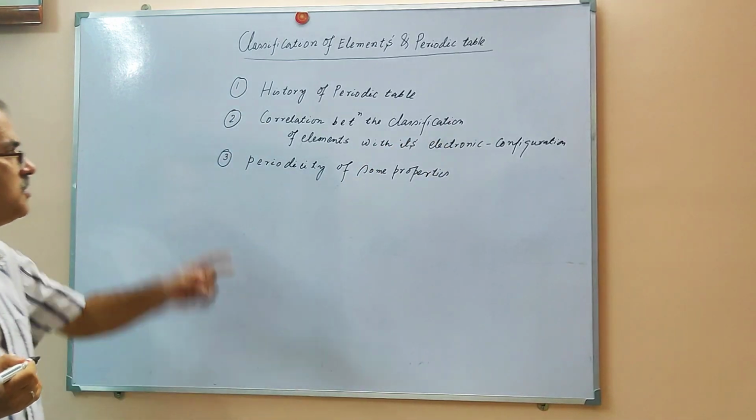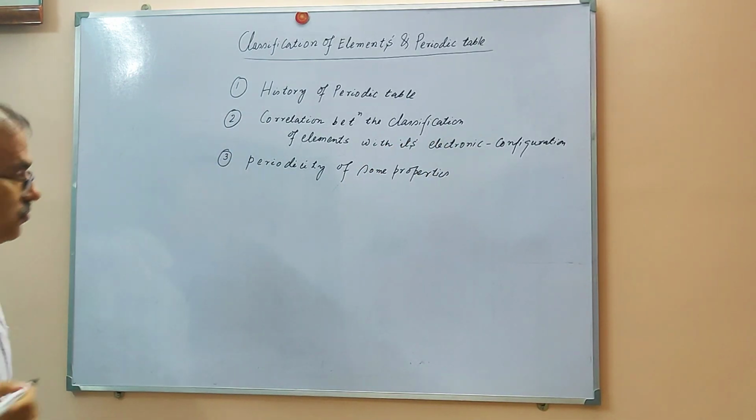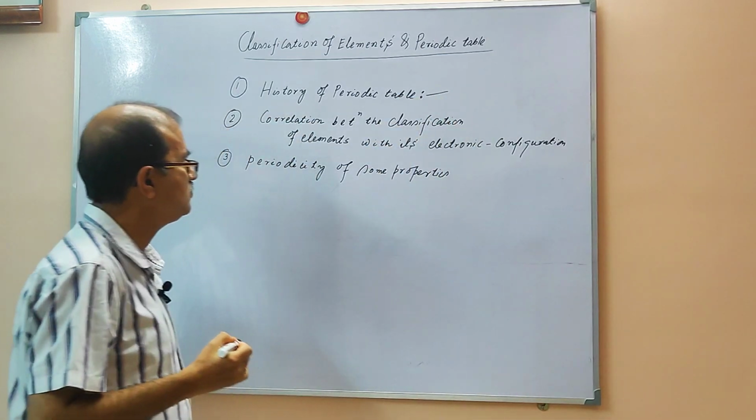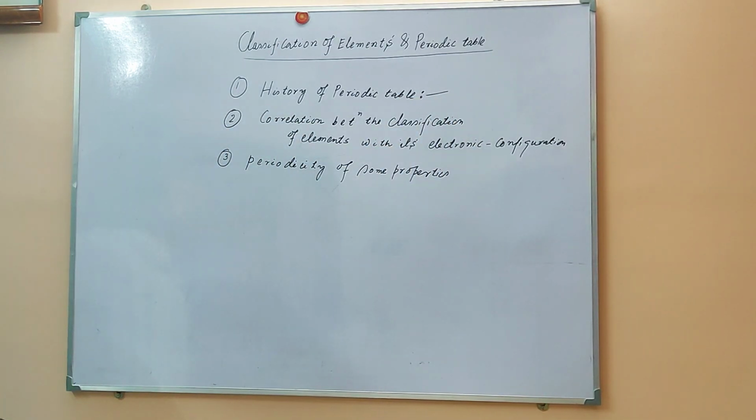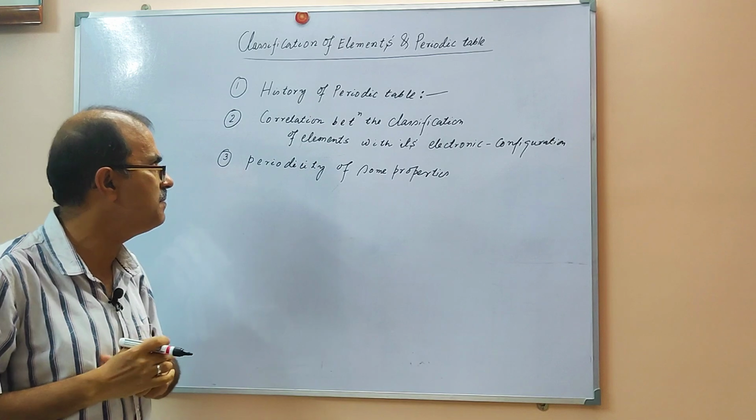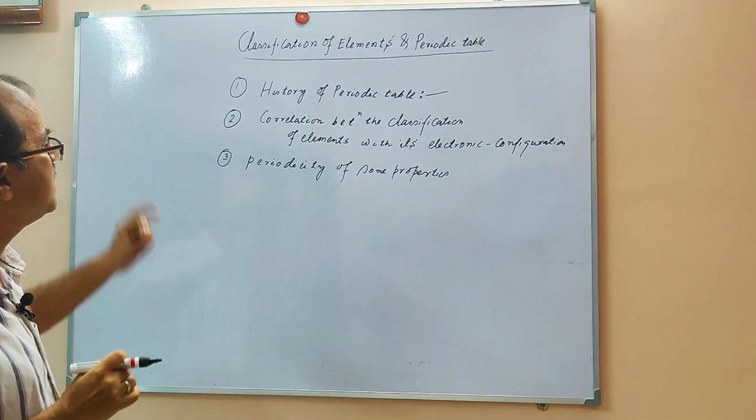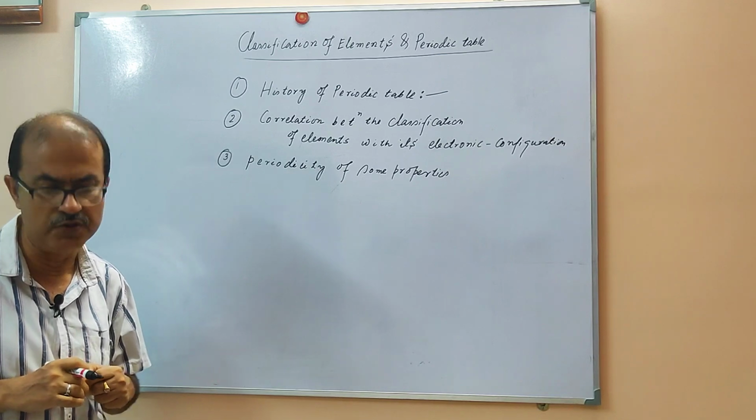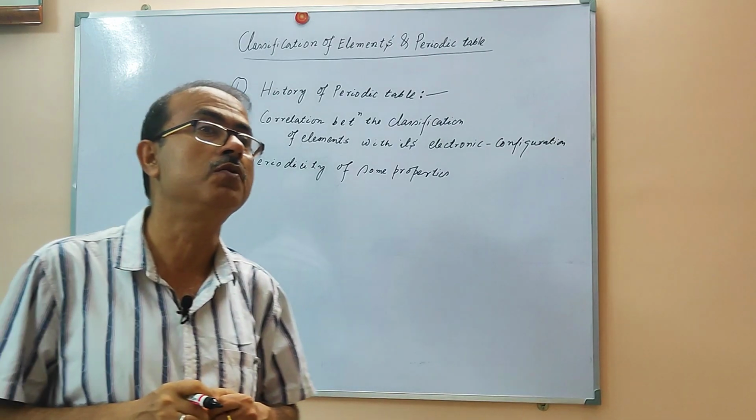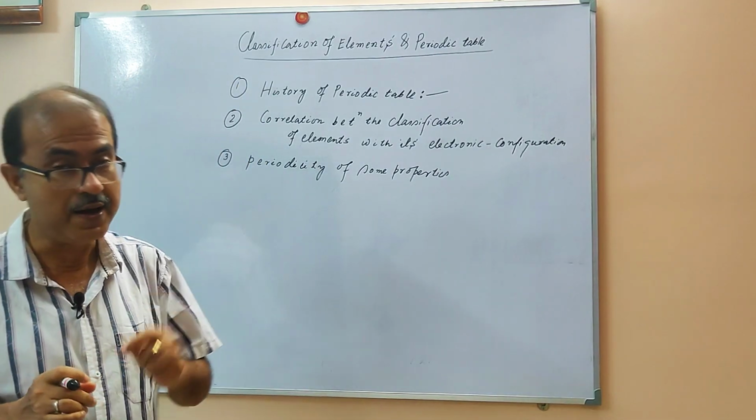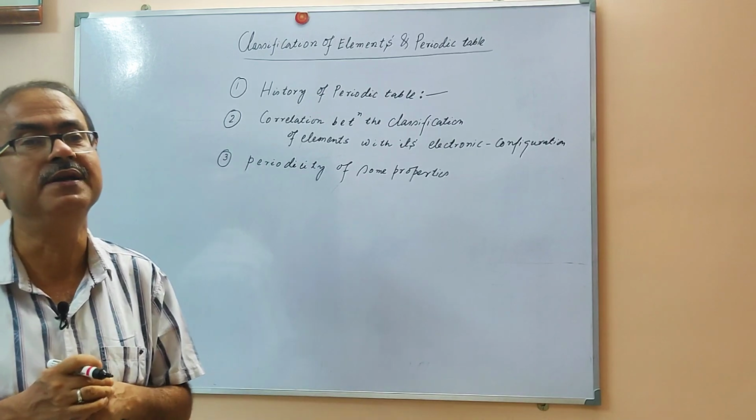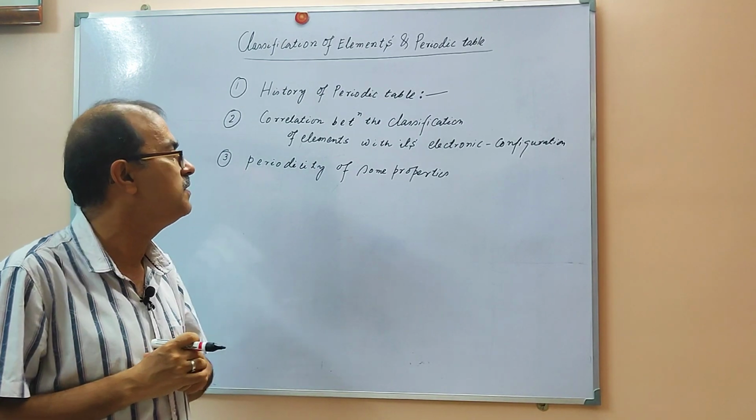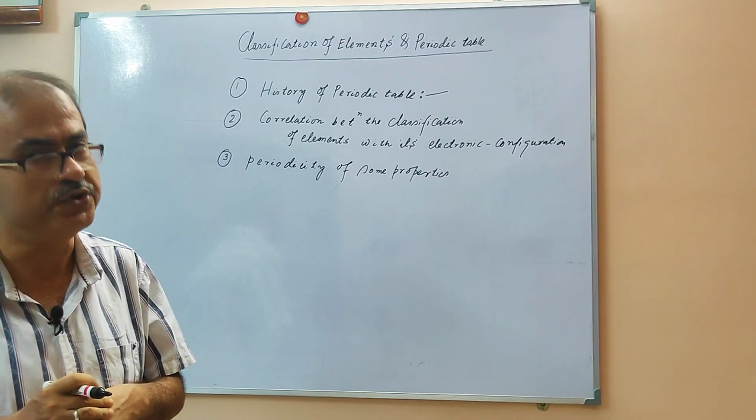In your syllabus, these three things you need to know. The three things, that is your history of the periodic table. Second, the correlation between the classification of the elements and its electronic configuration, and you will understand how electronic configuration is going to determine the position of the elements in the periodic table. And third, that is periodicity of some properties in the periodic table.